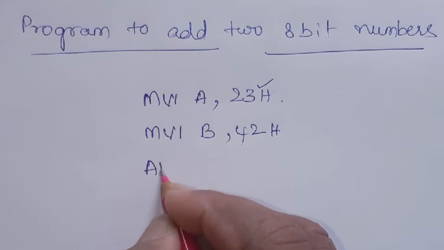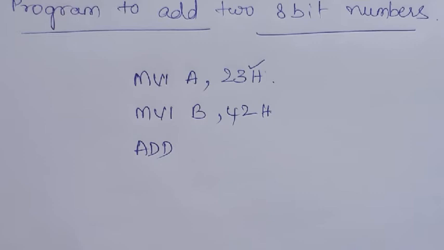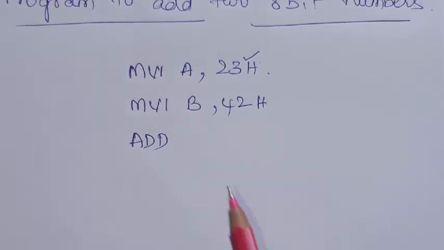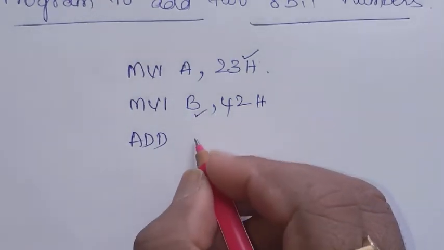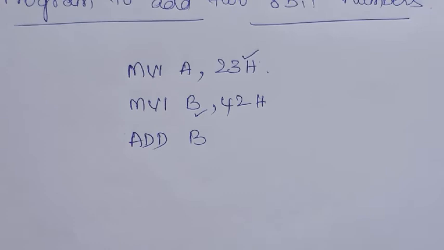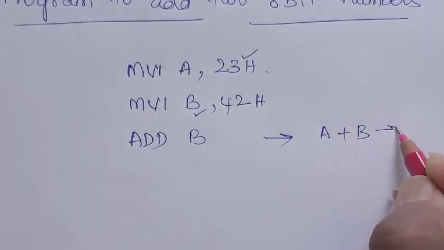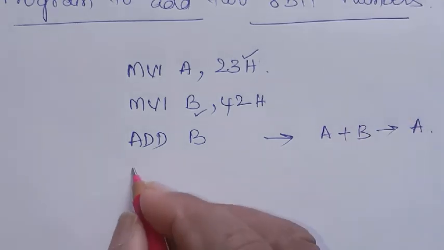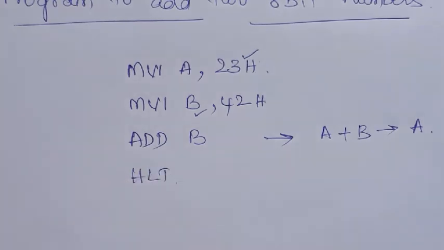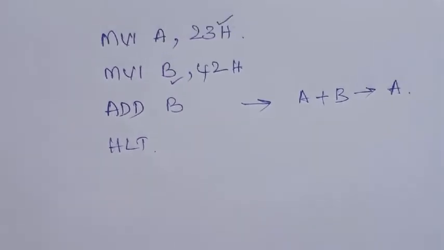Now you want to add these 2 numbers, so the add instruction. In the add instruction, the accumulator is one of the operands, so you will not specify that in the instruction, but you should specify the other register. So add B. With this instruction, A plus B is performed and the result will be in the A register. Then halt. This is the instruction to stop the program execution.